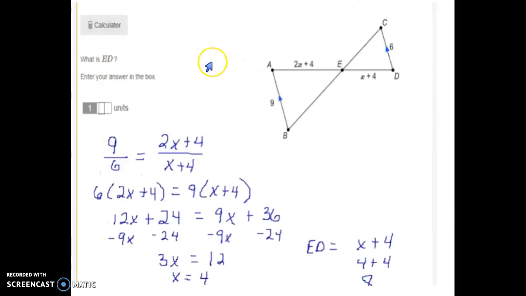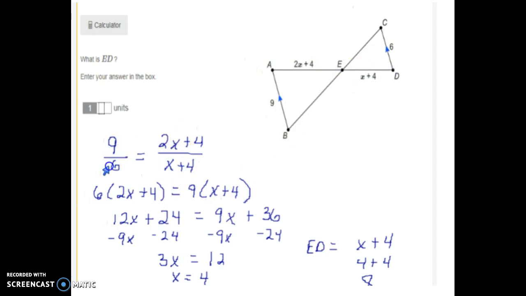The next one, we have similar triangles again, and so we want to find the value of ED this time. So we're looking for this segment here. So we know that this side, AB, is to CD, so 9 over 6 is equal to this side of the triangle, 2x plus 4 and x plus 4.